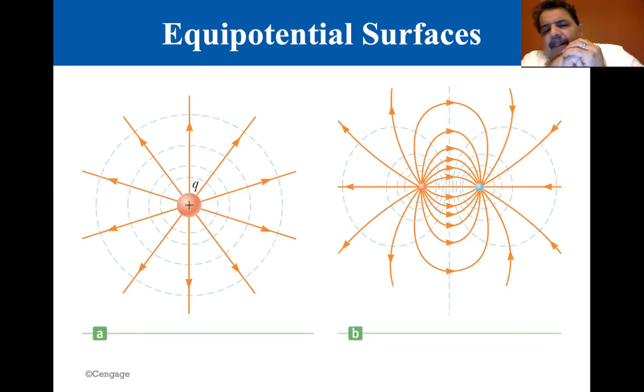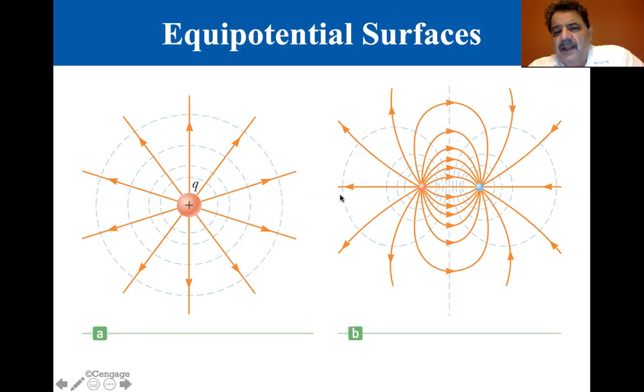Equipotential surfaces. If we look at a single point charge, a positive charge, we know that the electric field lines radiate outward in every direction from the charge. Now, if we draw circles around everywhere where the electric potential is the same, we get the equipotential surfaces. Notice that the equipotential surfaces are at right angles to the field lines. There's always a right angle between the little blue dash lines and the radiating electric field lines.